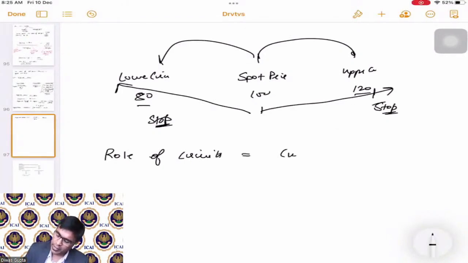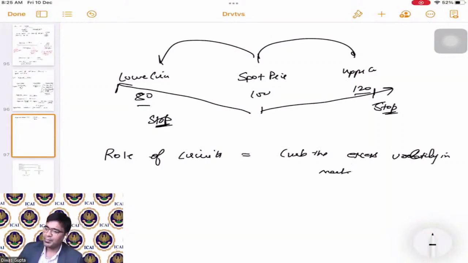is to curb the excess volatility in the market. Because if the people are doing the trading and they keep on doing the trading at higher prices, the prices will keep on going up. That's not how the market hygiene will be maintained.